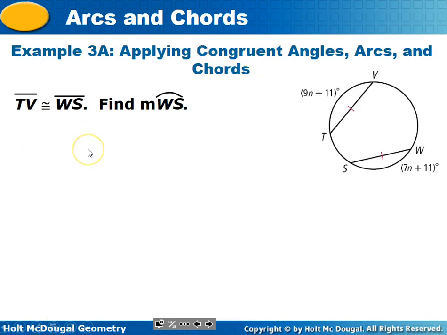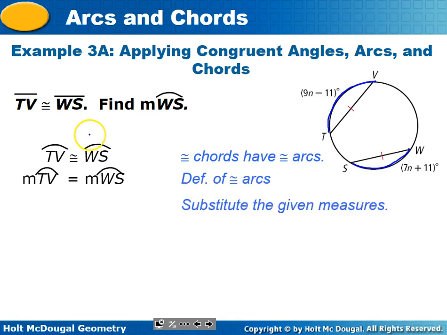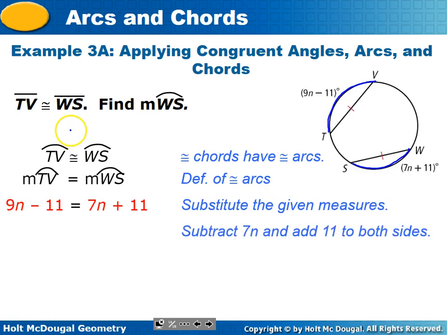So on this one, it says TV and WS are congruent. So TV and WS are chords. If the chords are congruent, then we know that their corresponding arcs are congruent. So that means I know this arc right here is congruent with this arc right here. So we're going to set those two equations equal to each other, and we're going to solve. We're going to subtract 7n from both sides. We're going to add 11 to both sides. Then we're going to divide 2 into 22. That gives us 11 for n.